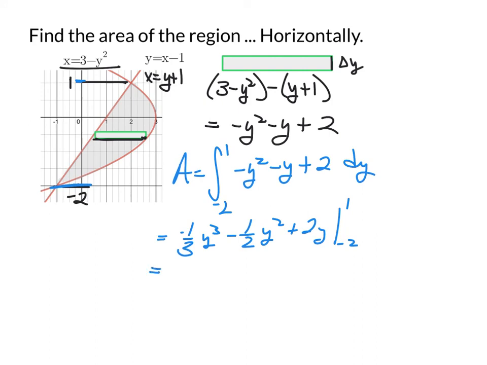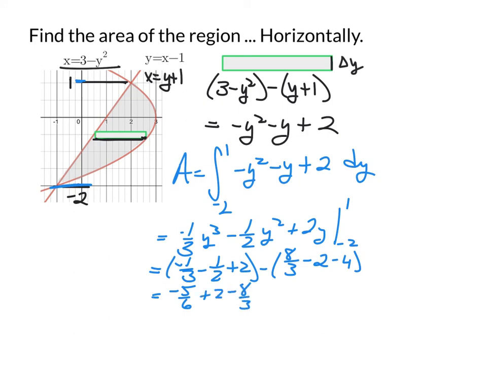So we plug in 1. We'll have negative 1/3 minus 1/2 plus 2. Then we plug in negative 2, so negative 2 cubed is negative 8, times negative 1/3 is 8/3. Negative 2 squared is 4, times negative 1/2 is negative 2. And 2 times negative 2 is negative 4. That'll leave us with negative 5/6 plus 2 minus 8/3 minus negative 6. And that would be 8.